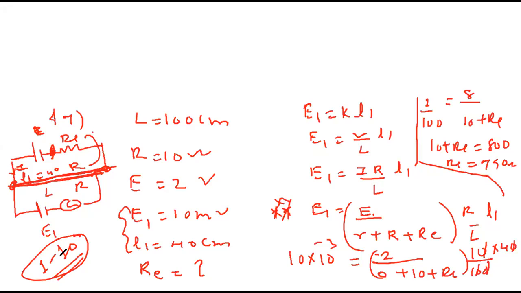Done, sir. Okay. Next one, they are saying in potentiometer circuit, when galvanometer shows no deflection, then no current flows through where? Galvanometer circuit, correct? Yes, sir. Galvanometer circuit is the answer. Question 49.